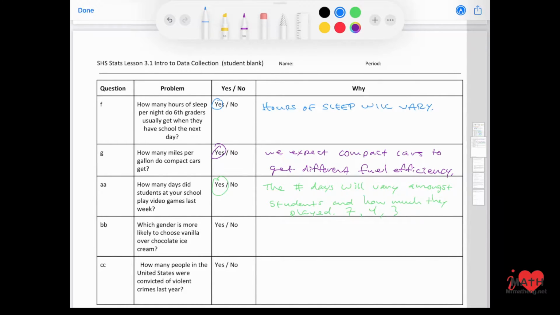Which gender is more likely to choose vanilla over chocolate ice cream? Is that valid? It is. The answer will vary, whether each person, whether they are male or female, would choose chocolate or vanilla ice cream.